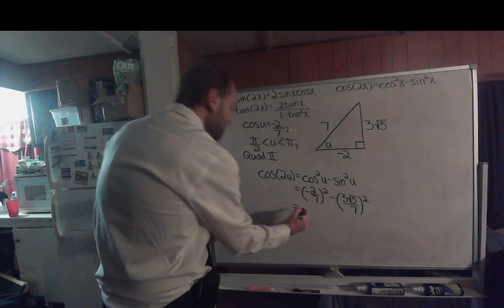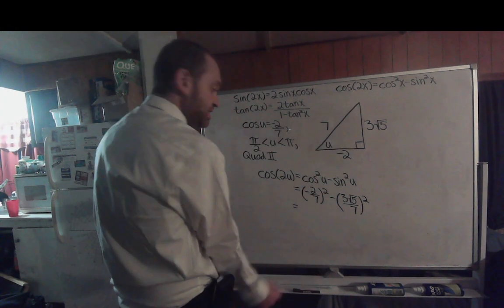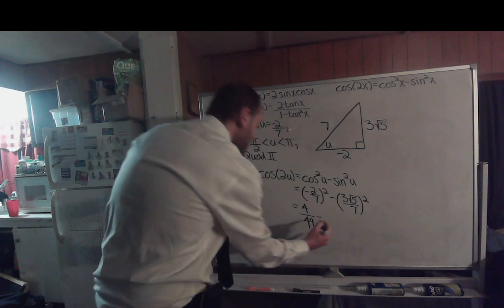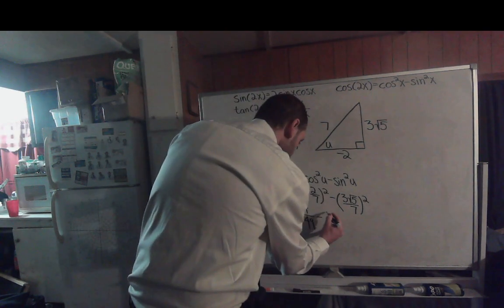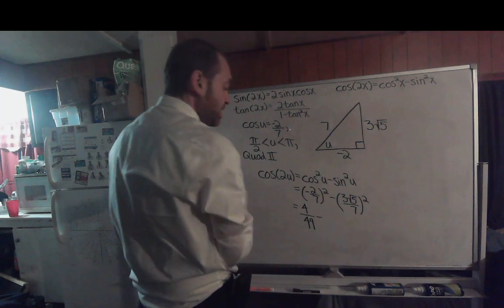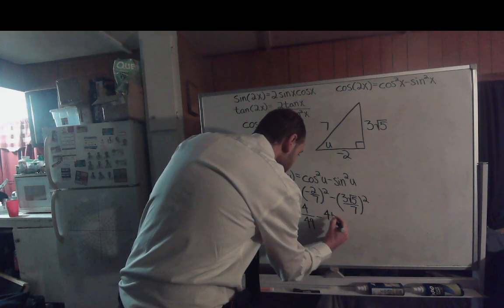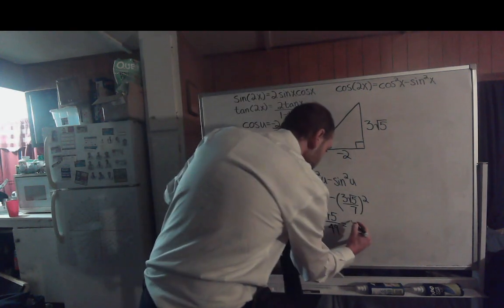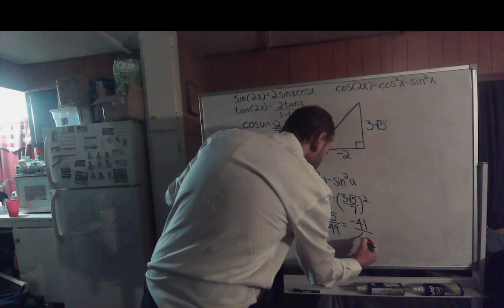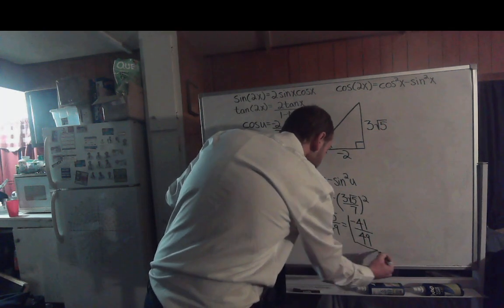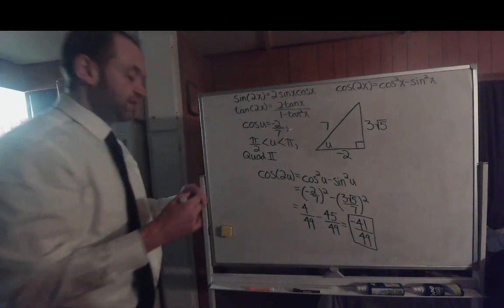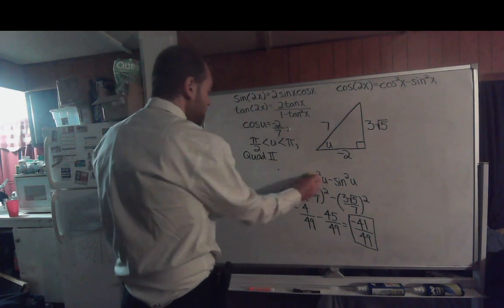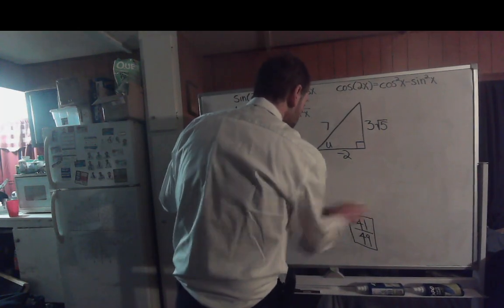Negative 2/7 raised to the second power is going to be 4/49, minus 3 times the square root of 5 over 7 raised to the second power, which is 45/49. So the answer in the end should be negative 41/49. You should get that the cosine of 2u equals negative 41/49. And then, of course, we can do the tangent of 2u.